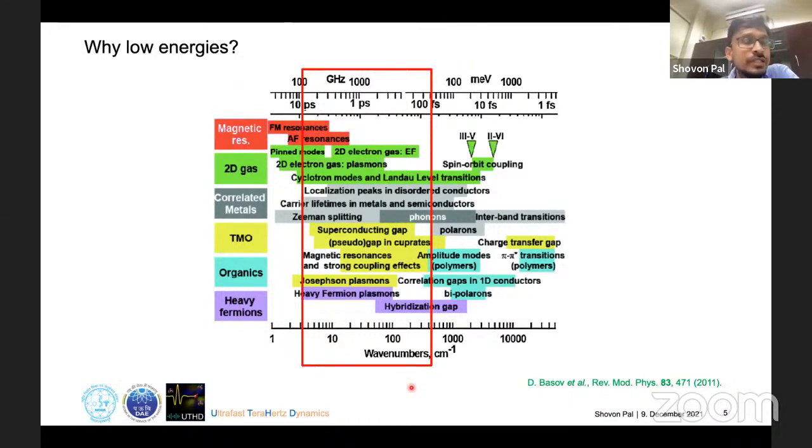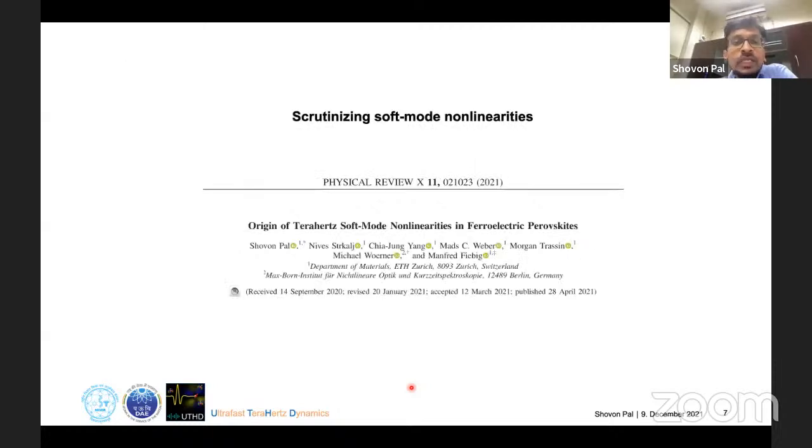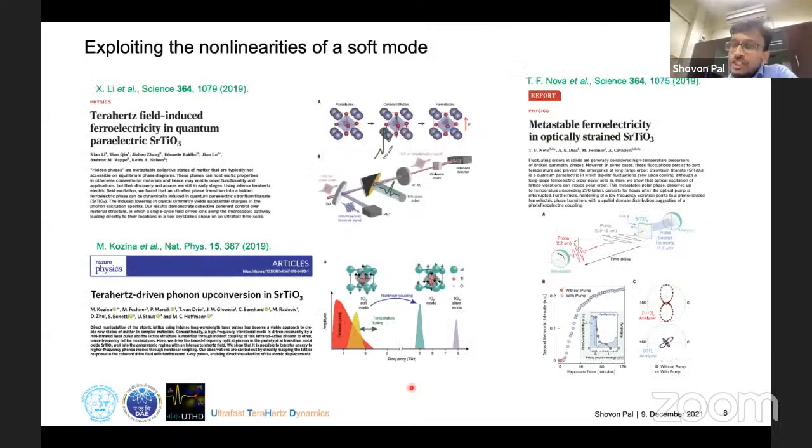In particular, what I'm interested in is the soft phonon mode. Why do I want to look at the nonlinearities of the so-called soft mode? It's a lattice mode which becomes soft when you approach the phase transition. The interesting part about the nonlinearities came across in a bunch of works in 2019, where by introducing a terahertz pulse, one can bring in ferroelectricity from a quantum paraelectric phase in the so-called strontium titanate compound, which is a paraelectric compound at room temperature.